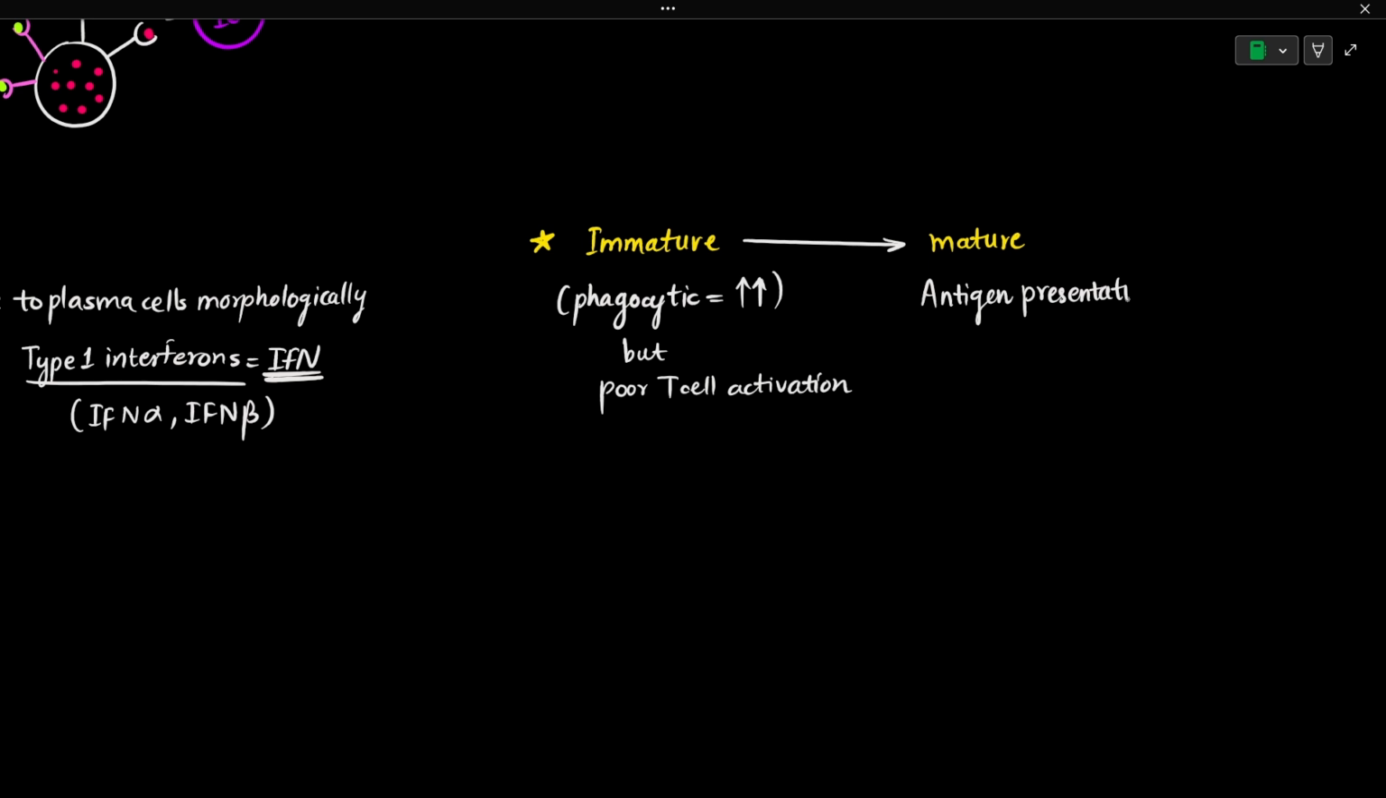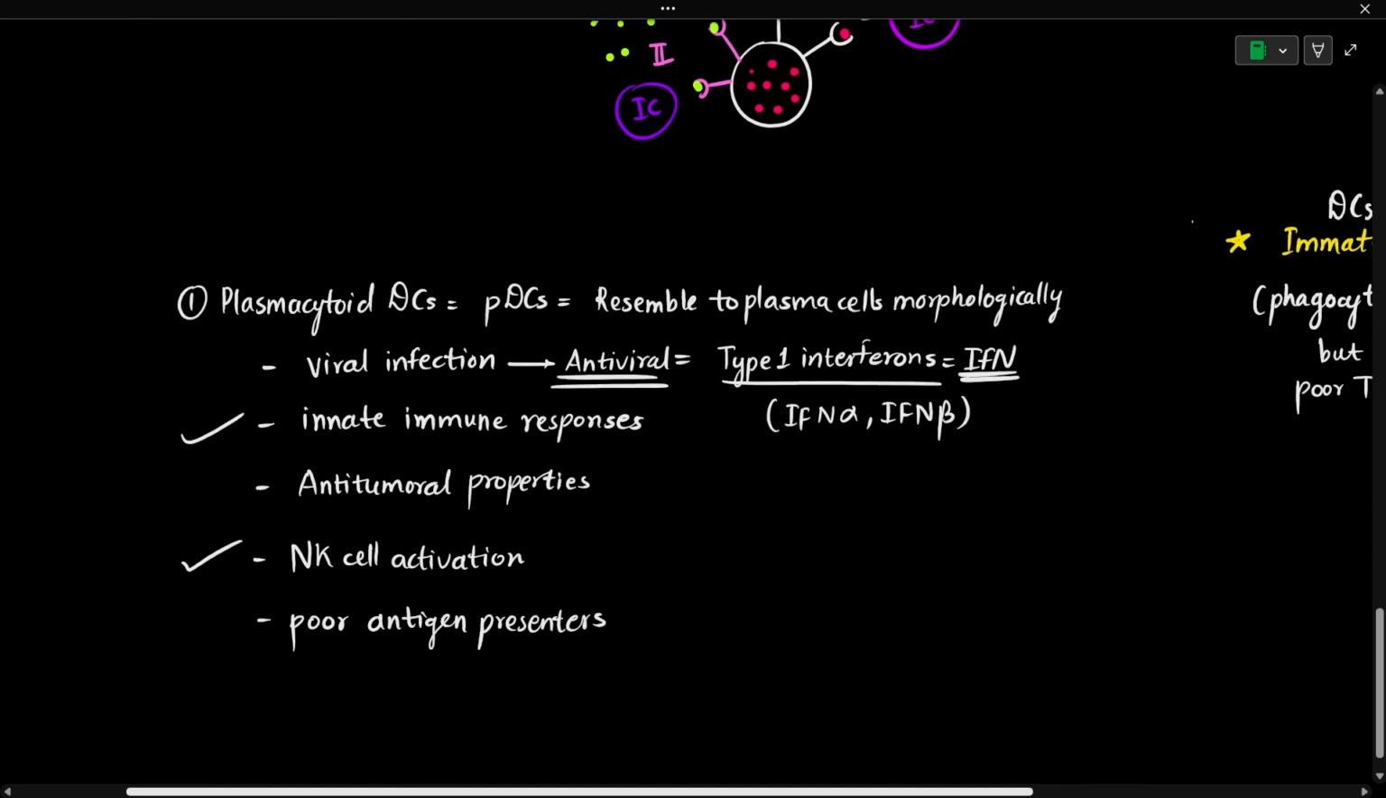And the phagocytic activity, which was quite high before, will decrease. So the phagocytic activity will decrease, and that is why dendritic cells are less phagocytic in nature compared to macrophages. So this transition occurs when the dendritic cells get matured. Okay, so this is what we can see during the maturation of the dendritic cells.